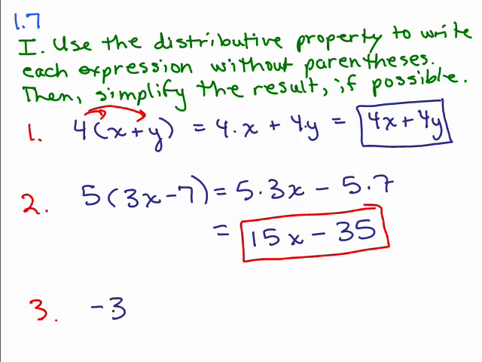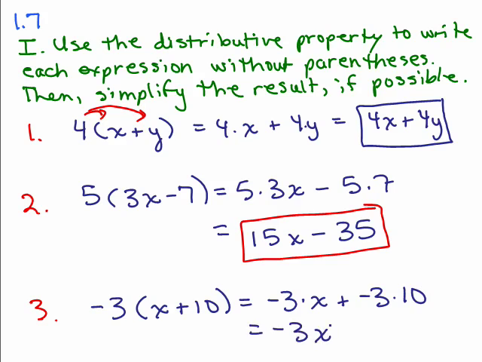Negative 3 times x plus 10. And this time, remember, you're distributing the negative 3. So negative 3 times x plus negative 3 times 10, which is negative 3x. Now, this is going to be plus negative 30. But the way we want to write that is just minus 30. You don't want to write plus and negative. You could, and then at the next step, write negative 3x minus 30.